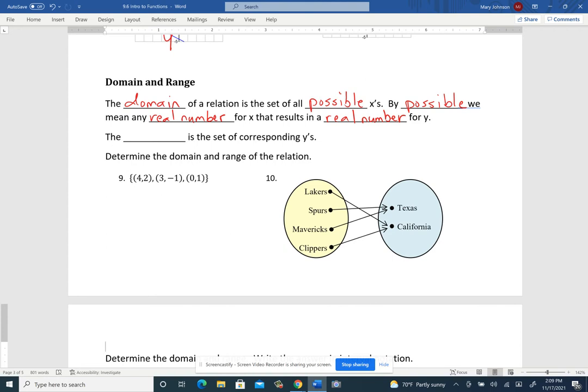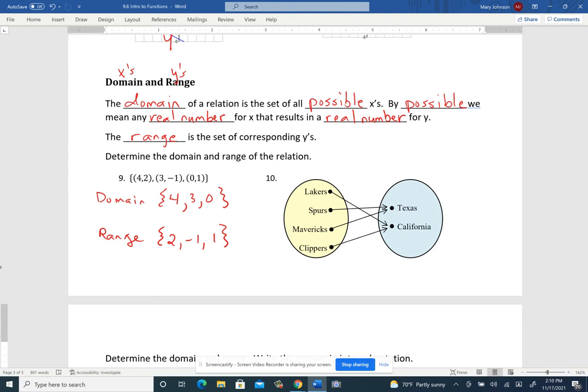Okay. Now the range is the set of corresponding y's. So the important thing to remember is that the domain is your x's, the range is your y's. Okay. So on number 9, the domain would be the set consisting of the number 4, 3, and 0, because those are the x's of those ordered pairs. And the range would be the set consisting of 2, -1, and 1, because those are the y's of those ordered pairs.